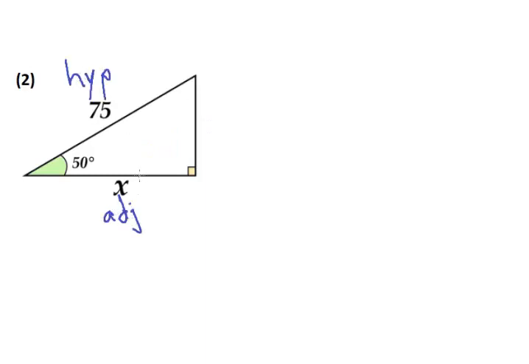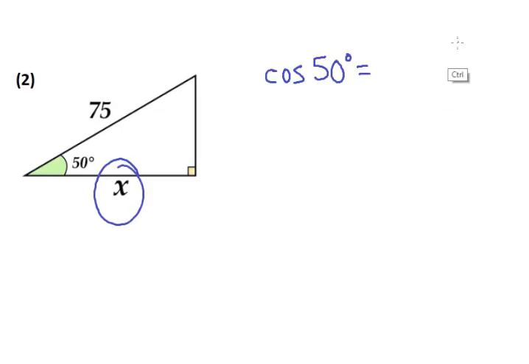Which of the three formulas is adjacent or hypotenuse? Since I memorized the formulas, I know that it is cosine. I don't need to look for it because I already know. These three formulas, you need to memorize them. So cosine of the angle, which is 50 degrees, equals adjacent divided by hypotenuse. So adjacent will be first, the x, divided by hypotenuse. Hypotenuse, which is 75, is going to be down.